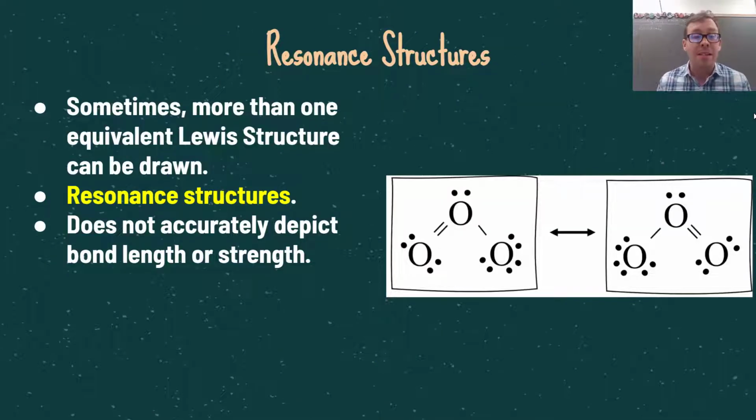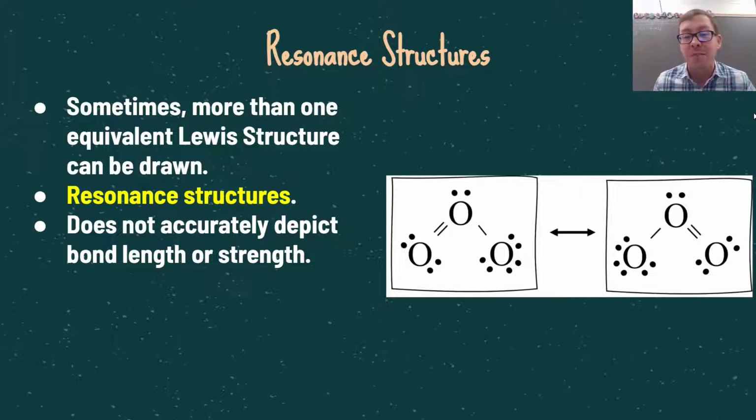So let's talk about resonance structures, because sometimes more than one equivalent Lewis dot structure can be drawn. So let's look at ozone as an example here. If I go through and determine the number of valence electrons in ozone, it is going to be 18. Each oxygen brings 6 to the structure, so I have 18. Well, I can draw this one of 2 ways. I can either have the double bond on the left-hand side or the double bond on the right-hand side of this particular structure.